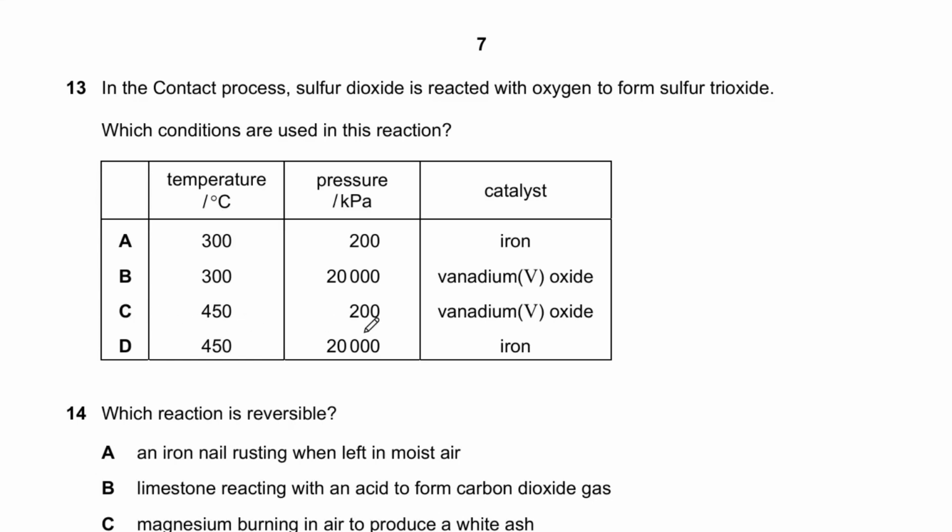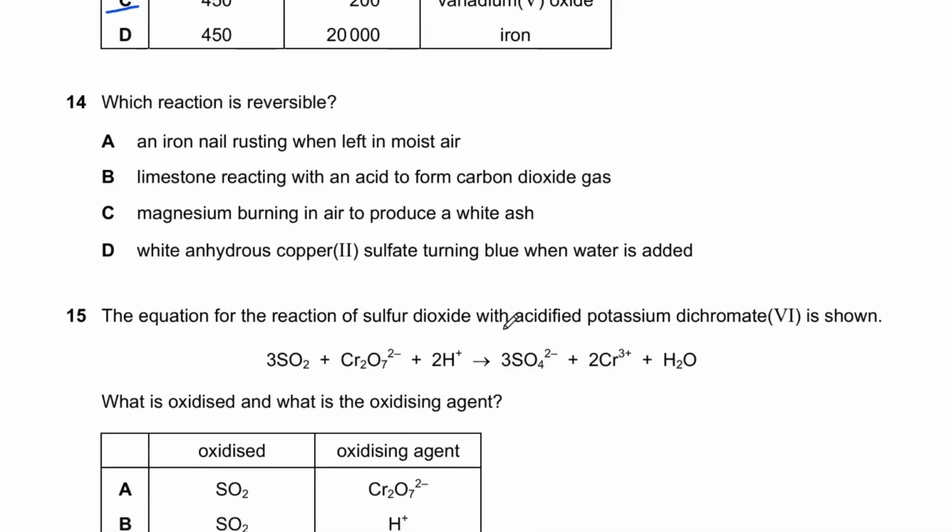You have to be careful here. Check the unit of the pressure. It's in kPa, so we are looking at 200 kPa. So option D is out. That means our answer is C. Our catalyst, of course, is vanadium(V) oxide. Common mistake: students sometimes confuse the contact process with the Haber process. So please take note of the conditions for the contact process and the conditions for the Haber process. They are different.